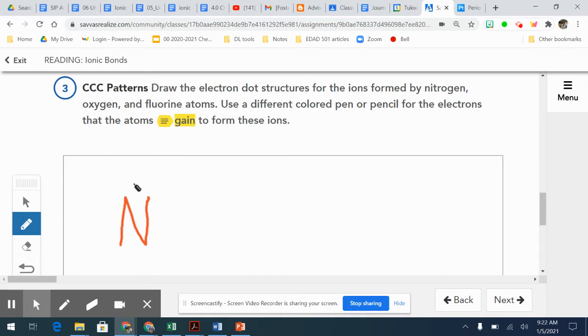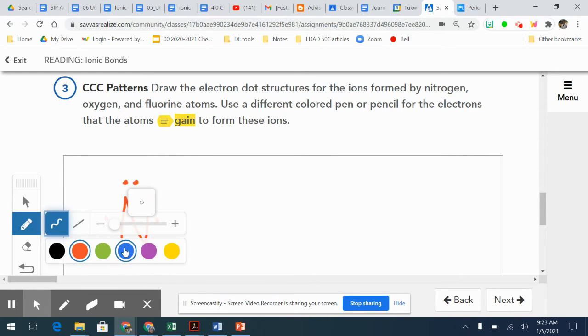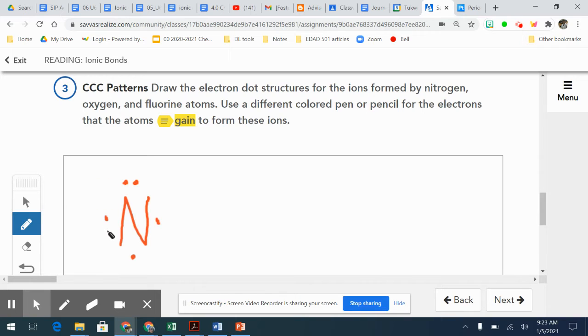So nitrogen has 5, and remember, we're going to spread them out first. So we're going to go 1, 2, 3, 4, 5, and then double up. Nitrogen needs 3 more in order to form an octet. So let's go ahead and put those in blue. These 3 electrons are floating around in space, or they're coming from another atom. We don't have to show that here. We're just showing that they added to nitrogen.